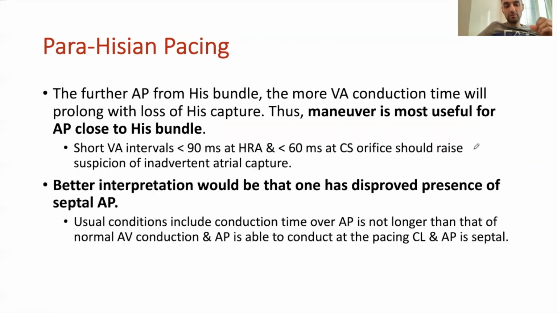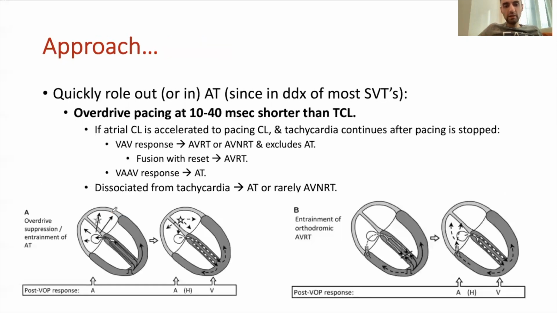Obviously, if you have an accessory pathway that's further away from the septum, then you will have VA conduction time that prolongs even with His loss. So that maneuver is only useful when you are trying to rule out a septal accessory pathway that is close to the His. You should say it actually disproves the presence of a septal accessory pathway. If you perform this maneuver, it will tell you if there's a septal accessory pathway or not, specifically, not any other accessory pathways.